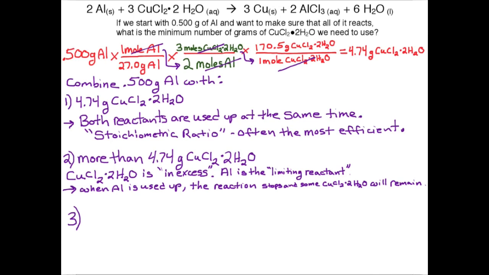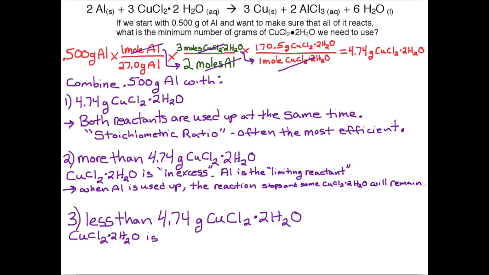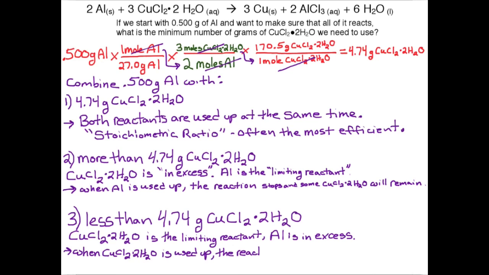The third possibility is that we start with less than 4.74 grams. In that case, we would say that the copper chloride dihydrate is the limiting reactant, and that means that the aluminum is considered to be in excess. In this case, the copper chloride dihydrate is going to be used up first. The reaction will stop, but there will still be some aluminum left over. Make sure you spend some time reviewing this slide.